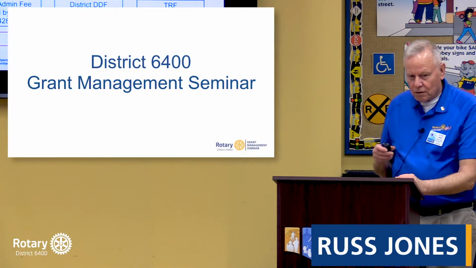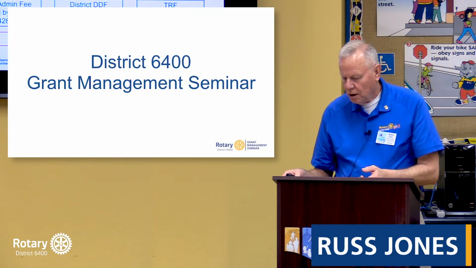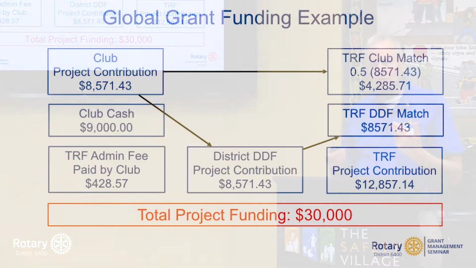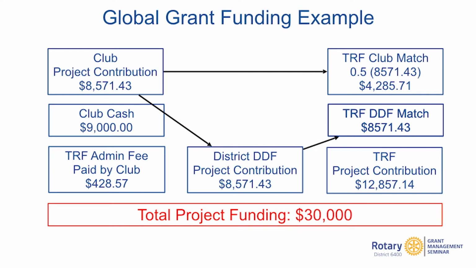So, grant funding example. Because it seems confusing. It can be confusing if you twist your mind around enough. We're going to start with the club contribution of $9,000 right there. The club comes up with $9,000, but only $8,571 ends up in there.